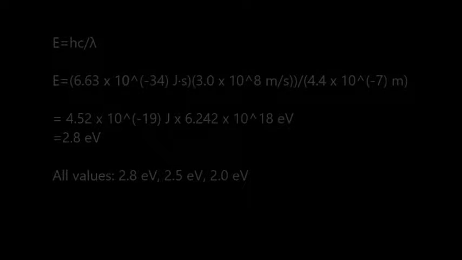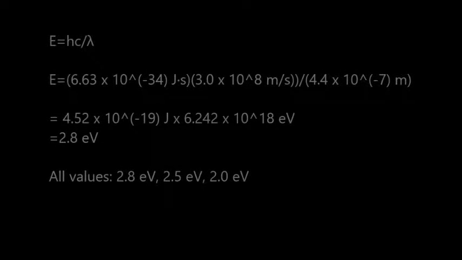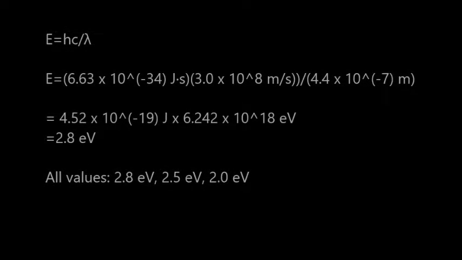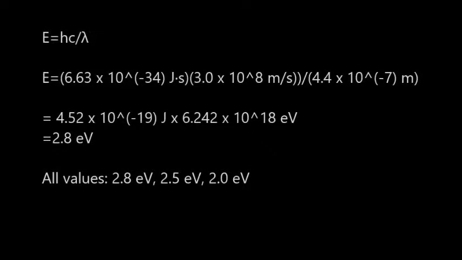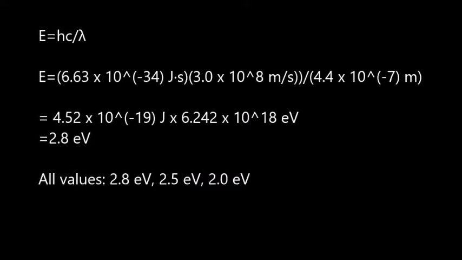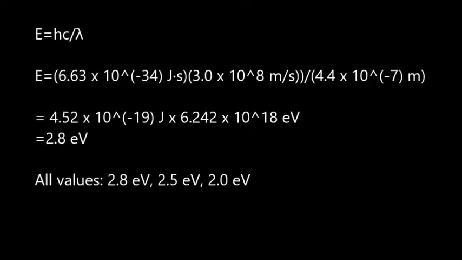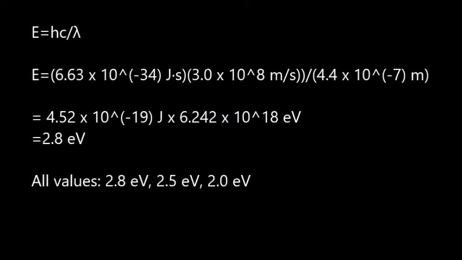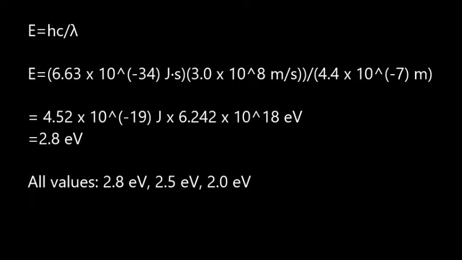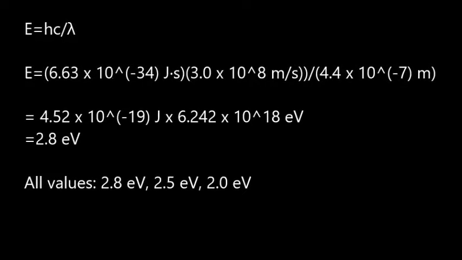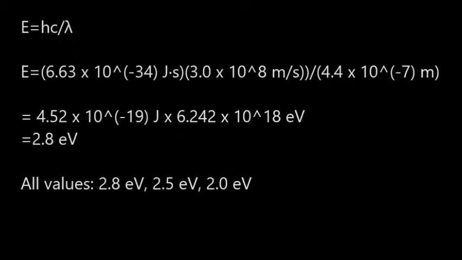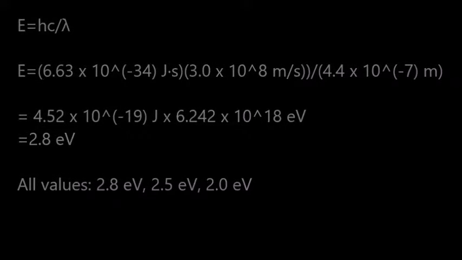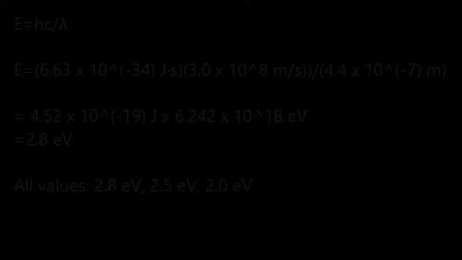The energy of the transitions recorded will be calculated using the equation energy is equal to Planck's constant h times the speed of light c divided by the measurement made in the experiment lambda. The first measurement will be used as an example, 4400 angstroms. Multiplying the value found by 6.242 times 10 to the power of 18 gives us the answer in electron volts. In conclusion, the values of energy of the transitions in the helium gas are 2.8, 2.5, and 2.0 electron volts.